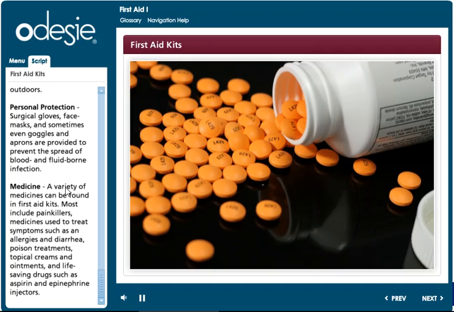A variety of medicines can be found in first aid kits. Most include painkillers, medicines used to treat symptoms such as an allergy and diarrhea, poison treatments, topical creams and ointments, and life-saving drugs such as aspirin and epinephrine injectors.